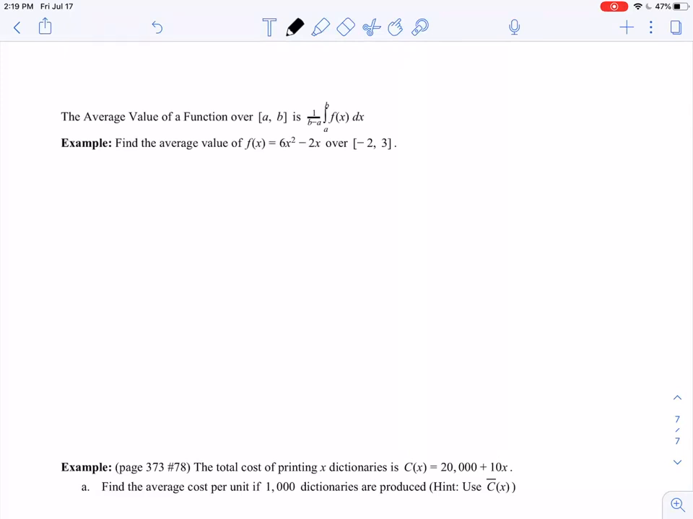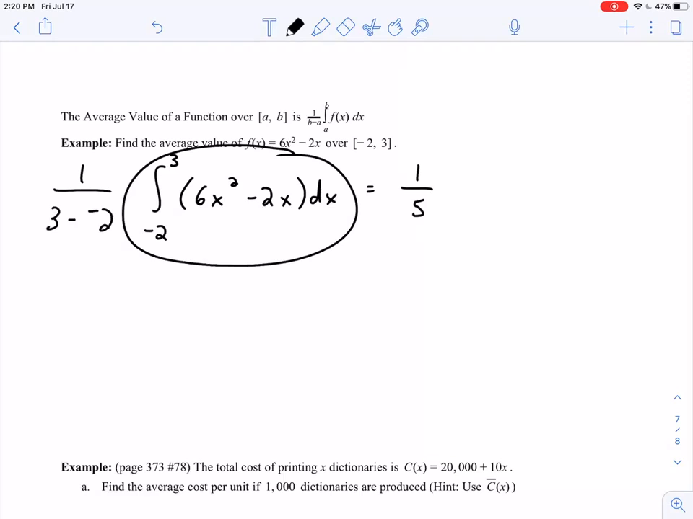So here I want to find the average value of f of x equals 6x squared minus 2x over the interval -2 to 3. Hopefully this should feel like a relatively straightforward application of this formula. So 1 over b minus a, this will be 1 over 3 minus -2 times the definite integral from -2 to 3 of our function, 6x squared minus 2x dx. I'm just trying to evaluate this definite integral, and then at the end I'll multiply it by 1/5. Here, 1 over 3 minus -2 is 1/5.